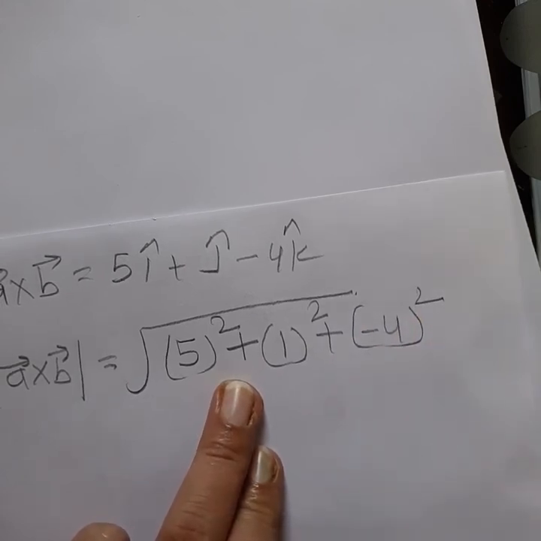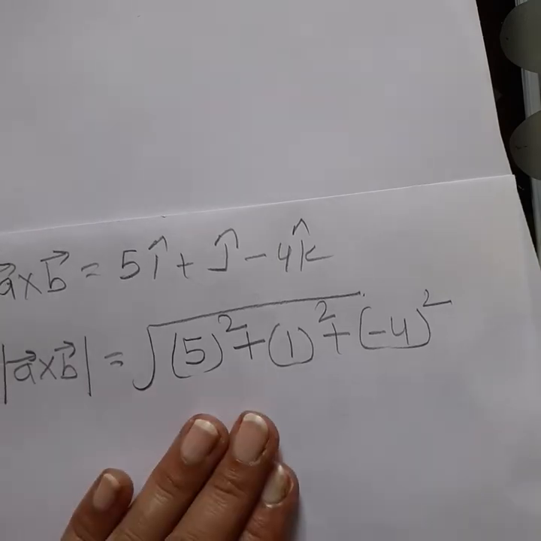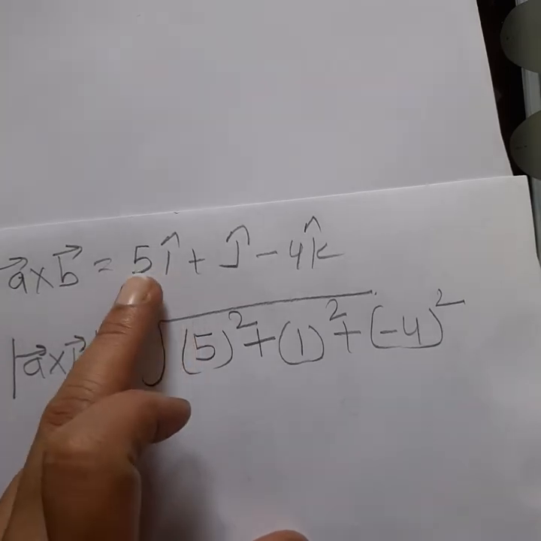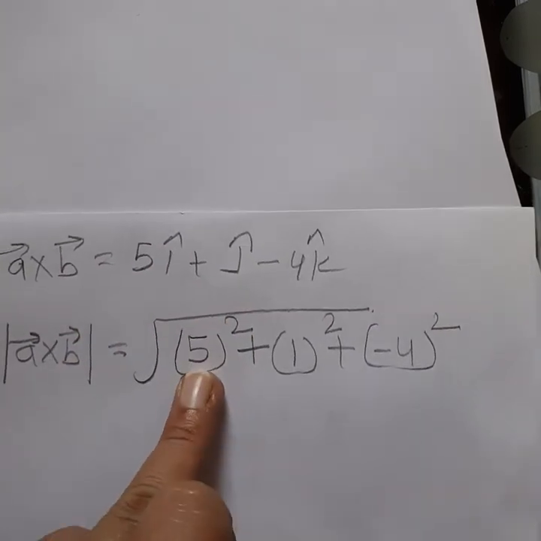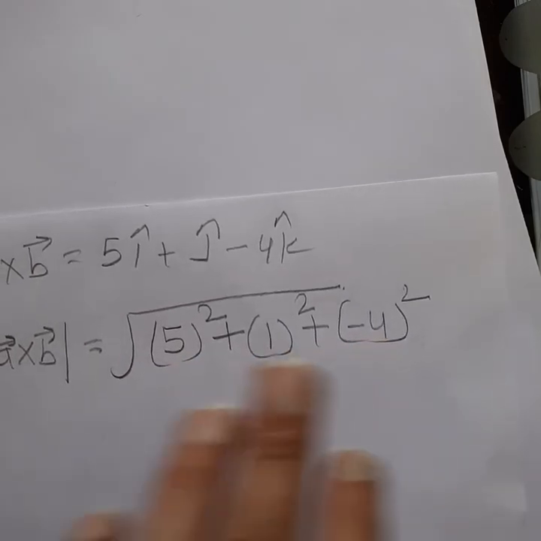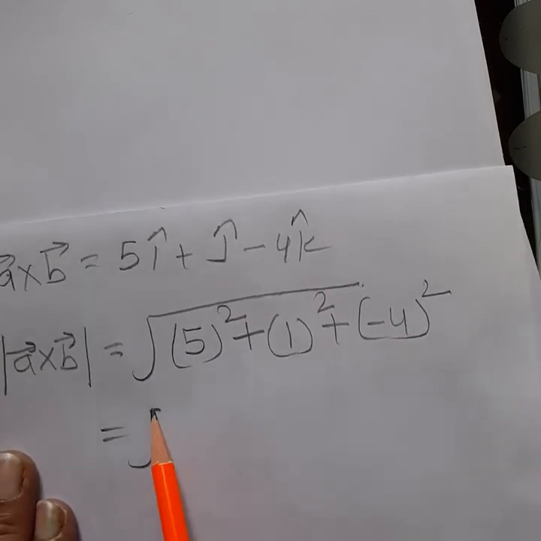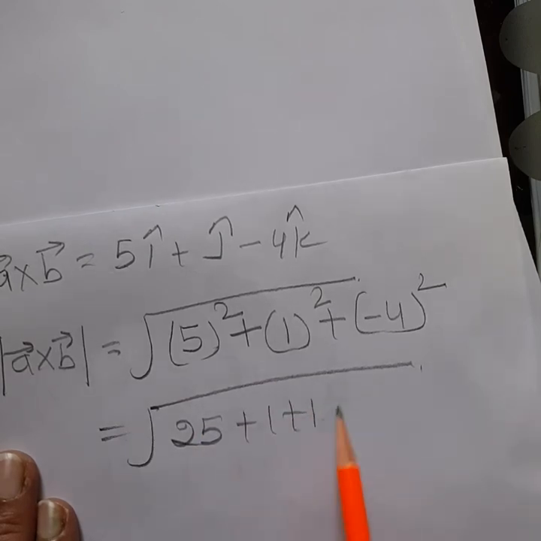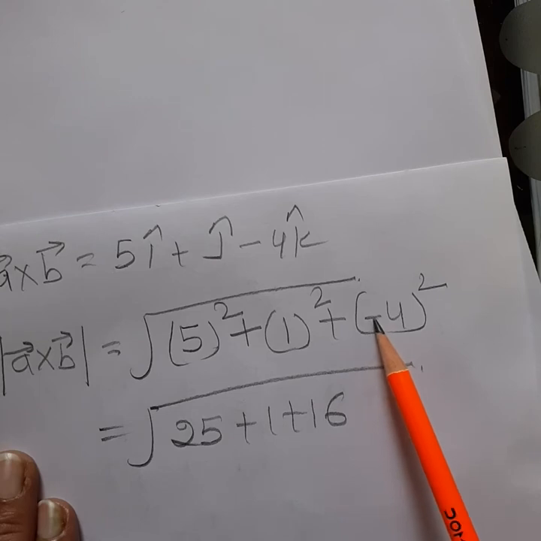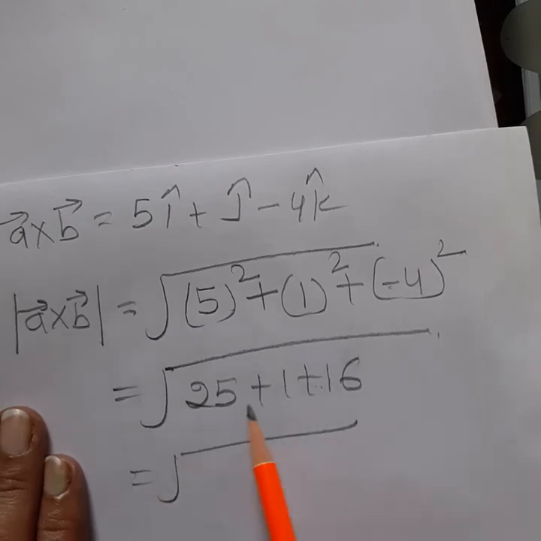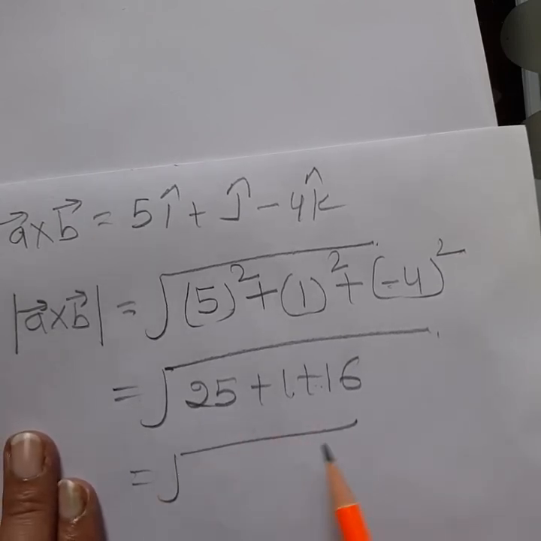I have told you in my previous video that when we find the magnitude, first of all we write here the component of i and then we take the square of it, and in the same way we take the square of the component of j and the component of k. And after taking the square root we get our answer. So 5 5s are 25, 1 1s are 1, 4 4s are 16, and you know that the square of the minus sign is plus. So we get finally our answer, and after solving it we get 42.